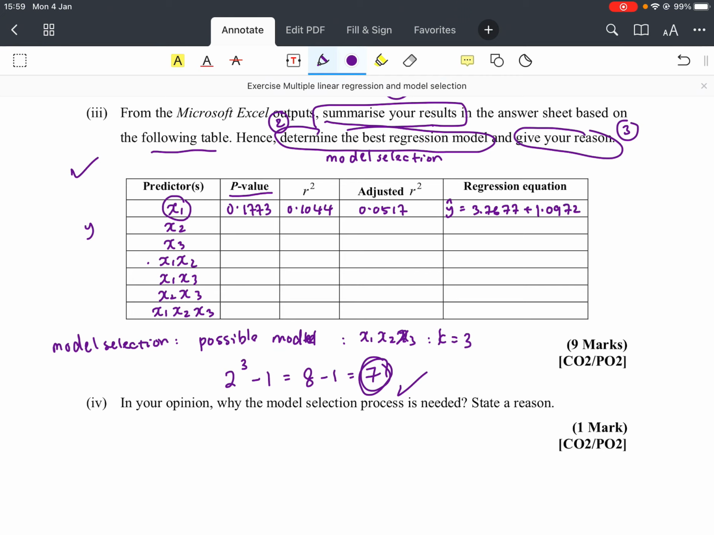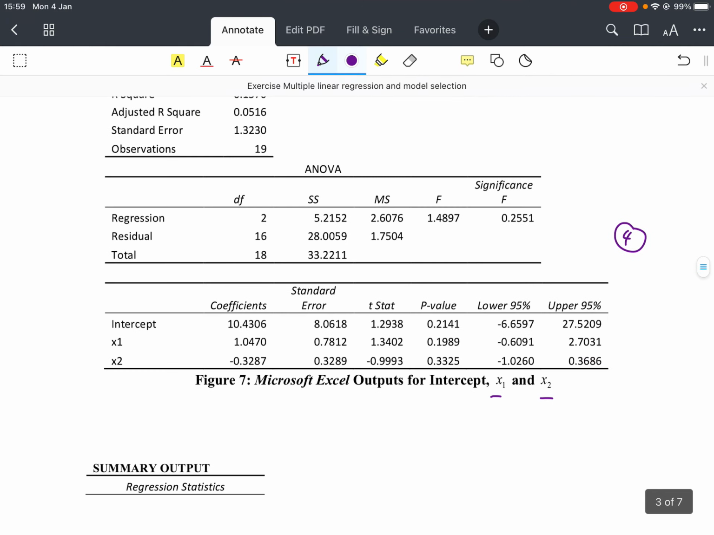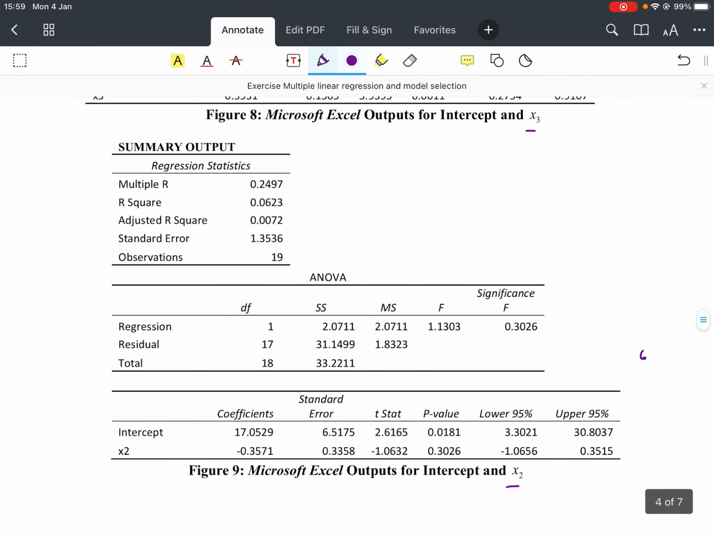Okay. So next, for x2. For x2, you have to find Excel output for x2. So let's look at Excel output for X2. Excel output for X2 is here. So the p-value for Excel output is 0.3026. The r square is 0.0623. This one is adjusted r square. So from here you can get the equation.